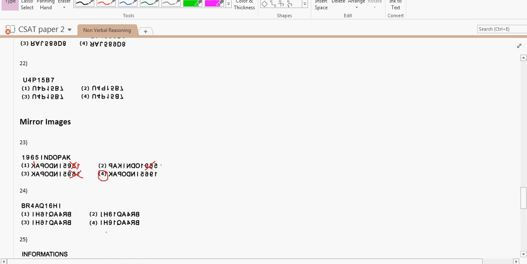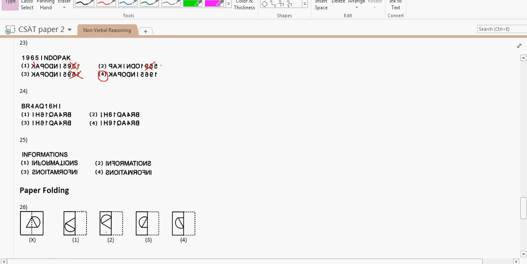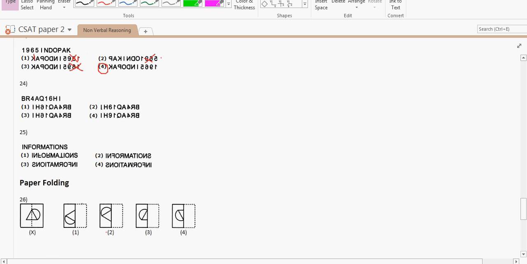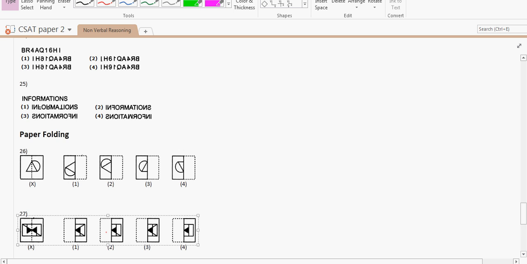So this way you do the mirror image problems, which are sort of not very difficult, but you have to be very careful as far as your answers are concerned. Now, these types of questions I think have never occurred, but there is no harm in doing them because they can occur. So you are given a paper, there is an object on the paper, and then it is folded. You have to just imagine what is happening when it is folded.